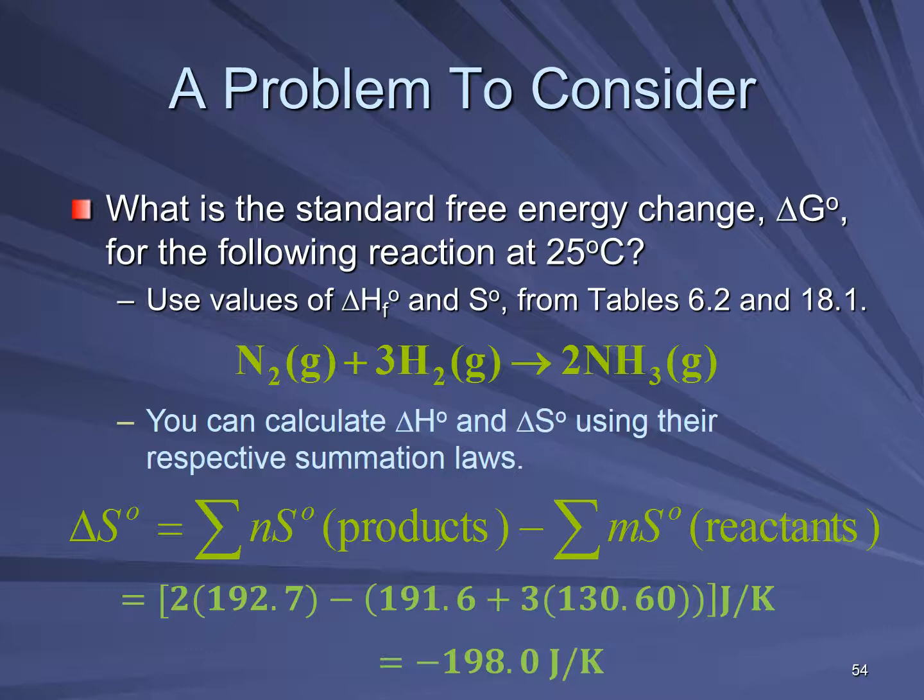joules per Kelvin. And this hopefully makes a little bit of sense to you, because if we look at the reaction, we have 4 gas molecules on the left, we only have 2 on the right, so we're becoming more ordered, so a negative delta S should make sense.